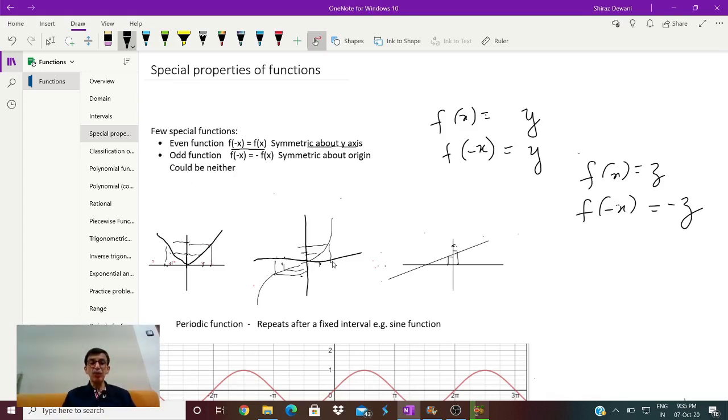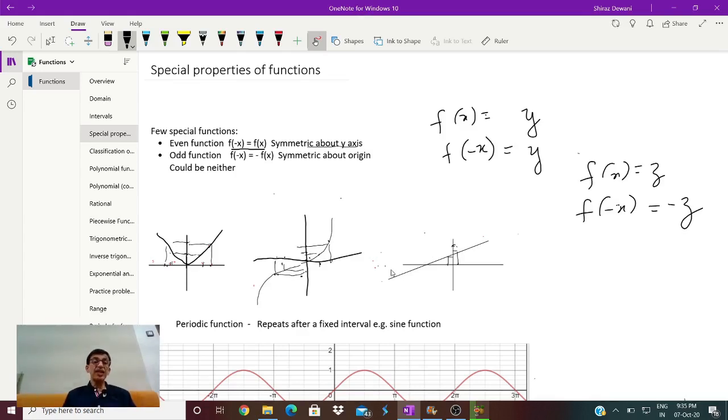So when you go this way, x and then y, you go x and then down y. Whereas here when you do x and y, even if you go towards minus x, you will again go up and y. This is the even function, this is the odd function. This is symmetric around the y-axis, this is symmetric about the origin.